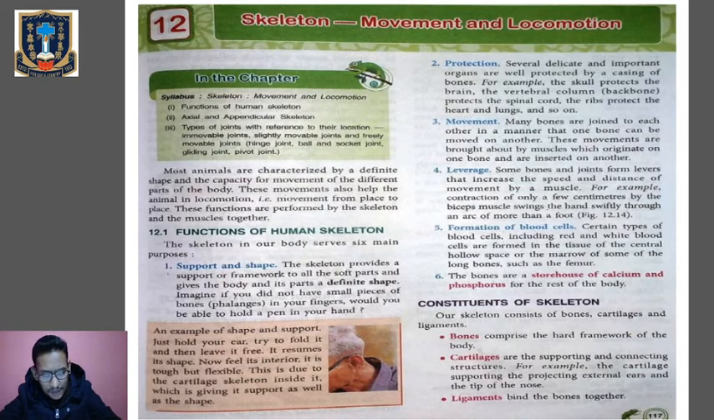The skeletal system mainly consists of bones, cartilage and ligaments. Bones comprise the hard framework of the body, which we have learned already. Then cartilage, which are the supporting and connecting structures. For example, the external ear of the human ear and the tip of the nose are cartilage. The ligament helps in binding the bones together.